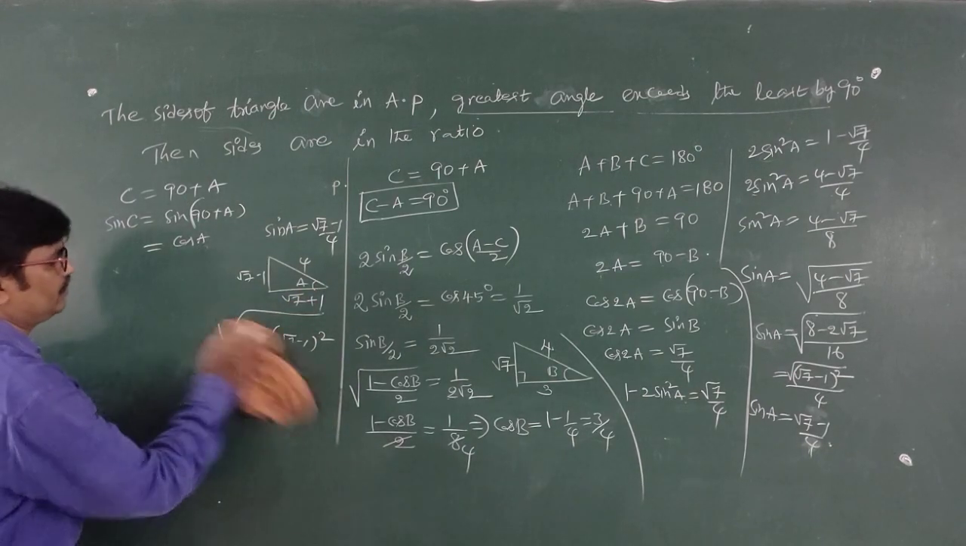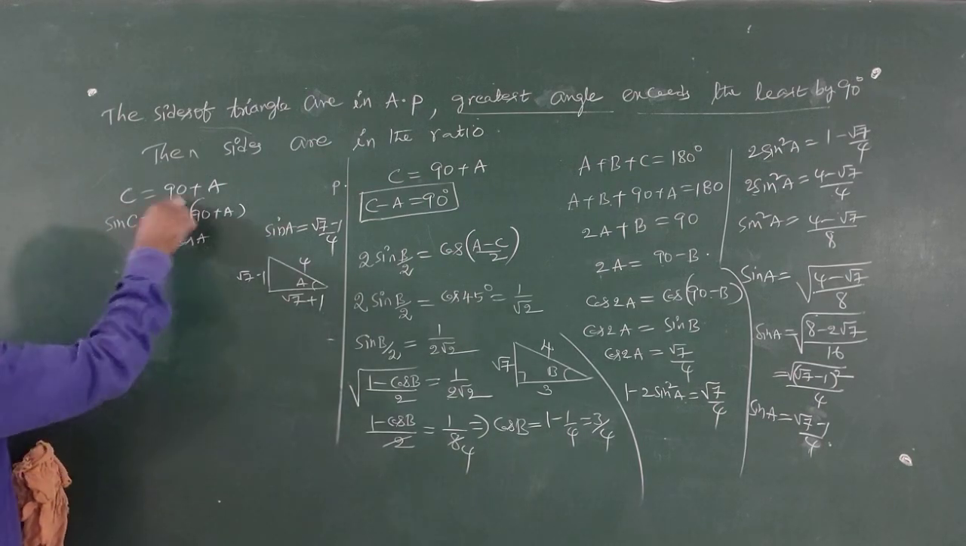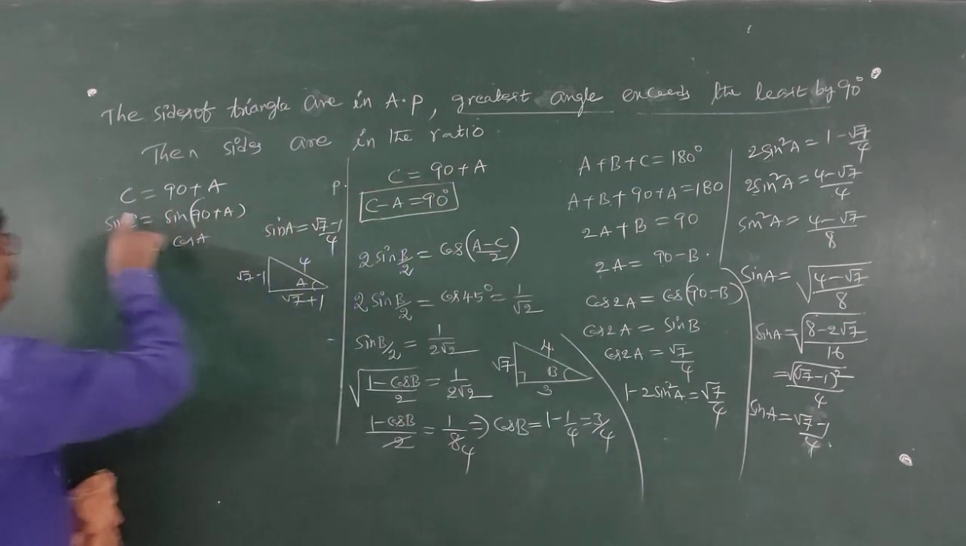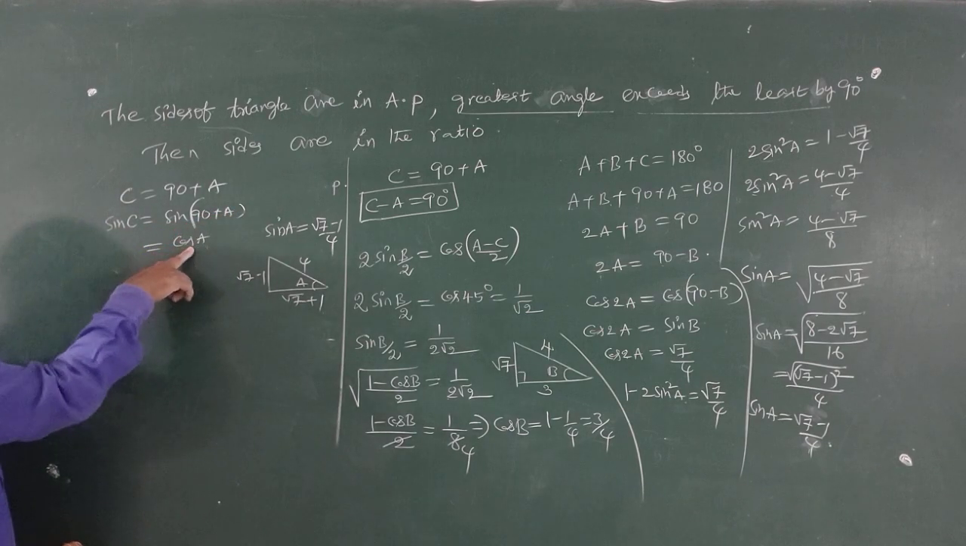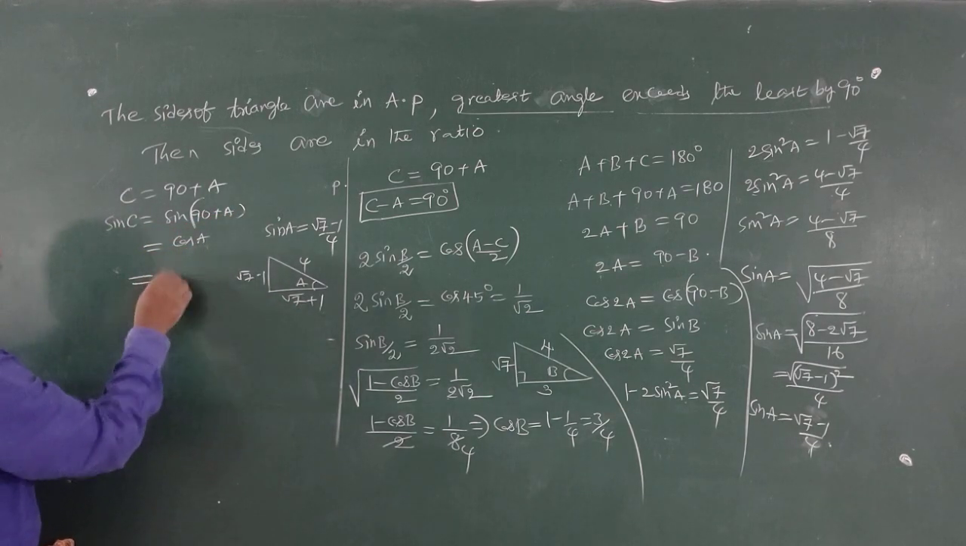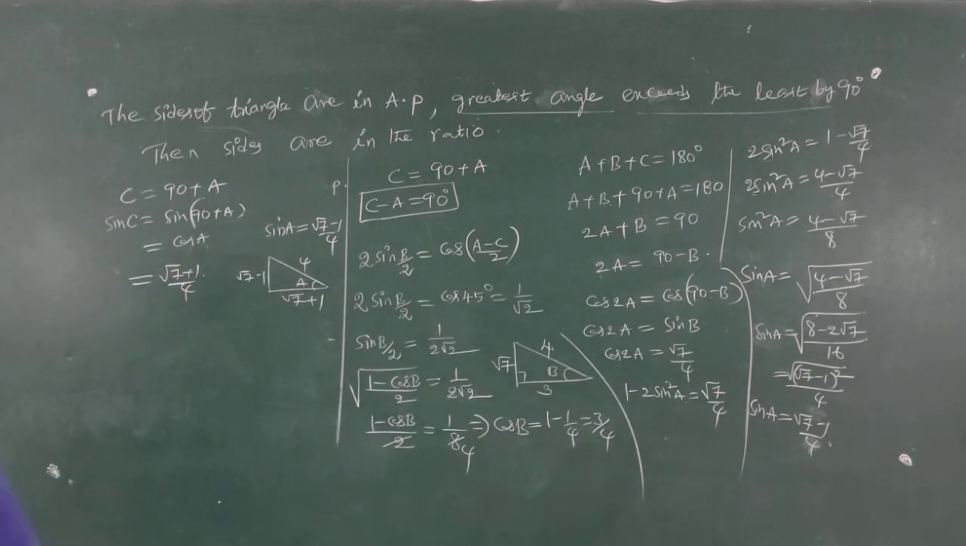Yes students, this is root 7 plus 1. My dear students, C is equal to 90 plus A. When we take sin C, sin(90 plus A) lies in the second quadrant. This is cos A. The cos A, students, is root 7 plus 1 by 4. This is the value of sin C.